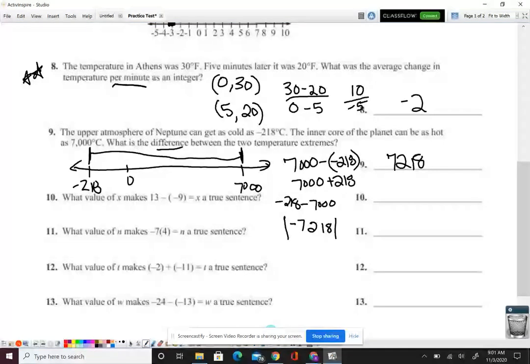Now, numbers 10, 11, 12, and 13 are basically just simplifying things down. We have the variable on one side of the equation and stuff on the other side, so we just have to simplify down. We're subtracting a -9. Subtracting a negative is the same as adding the opposite of -9, which is +9. So we get 13 plus 9.